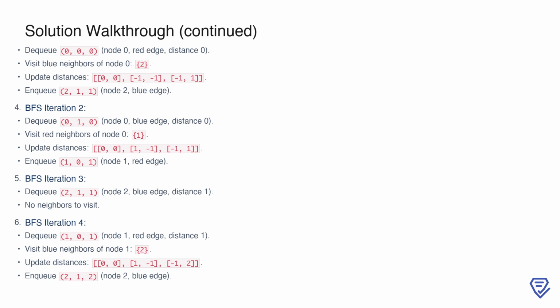Moving forward, we dequeue node 2 using a blue edge at a distance of 1. However, node 2 has no neighbors to visit, so no further updates are made. Finally, we dequeue node 1 using a red edge at a distance of 1. From here, we check the blue neighbors of node 1, which is node 2. Since node 2 has already been reached with a shorter distance via a blue edge, no update is made. This completes the BFS process for this example.